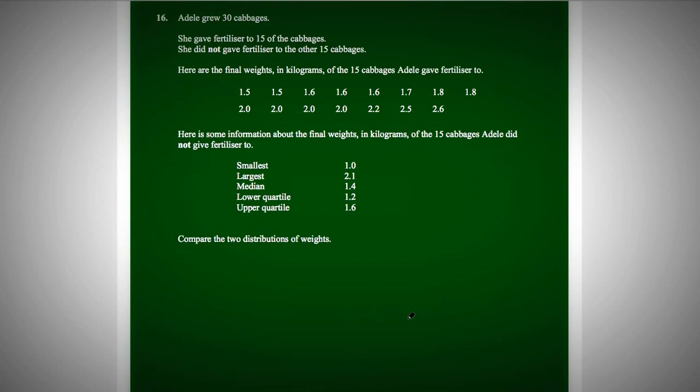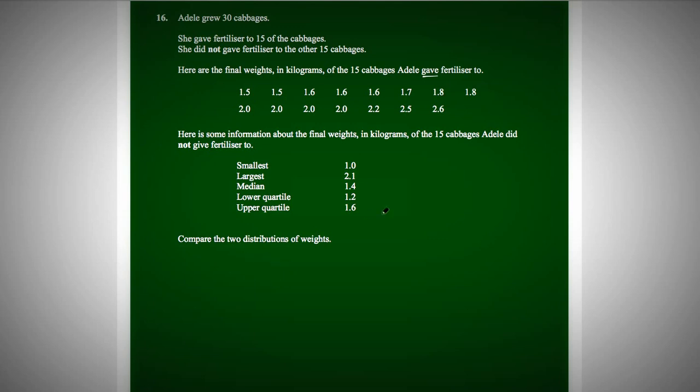Adele grew 30 cabbages. She gave fertilizer to 15 of the cabbages. She did not give fertilizer to the other 15 cabbages. Here are the final weights in kilograms of the 15 cabbages that Adele gave fertilizer to. Here is some information about the final weights in kilograms of the 15 cabbages that she did not give fertilizer to: smallest, largest, median, lower quartile, and upper quartile. Compare the distributions of the weights.